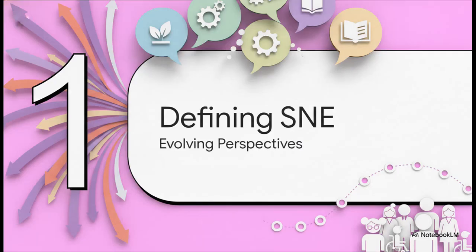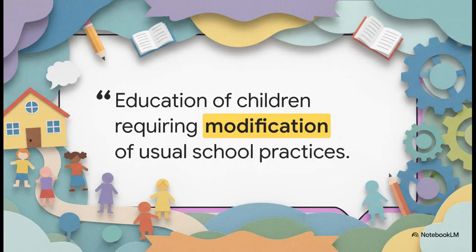Let's start with Section 1, defining special needs education. To really grasp how we can help learners flourish, we first have to look at how the definition of special education has evolved over the years. Let's look at a pretty classic definition from the Encyclopedia Britannica back in 2013. They defined it as the education of children who differ socially, mentally, or physically from the average to such an extent that they require modification of usual school practices. What's really interesting here is the historical framing. Notice how it highlights that when a child differs from the quote-unquote average, standard school practices simply must be modified. It's a very foundational view, focused heavily on changing the usual rules to make things fit.